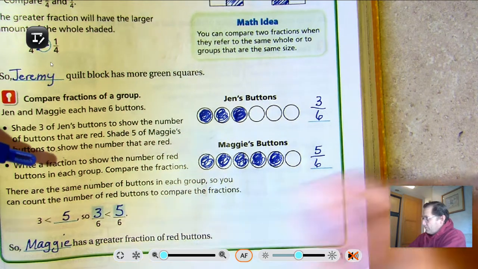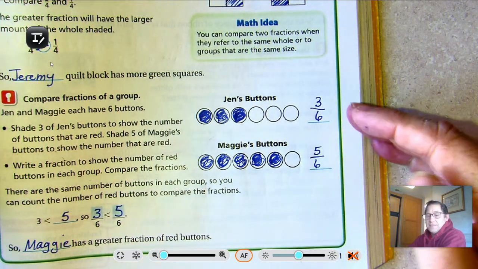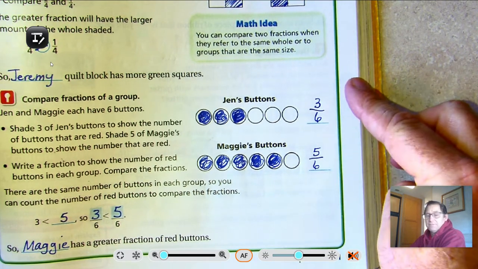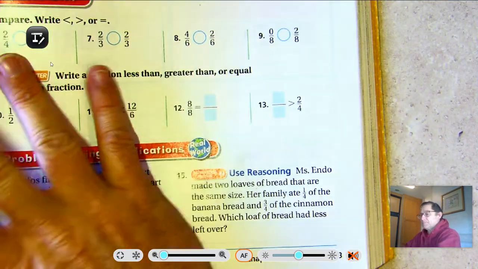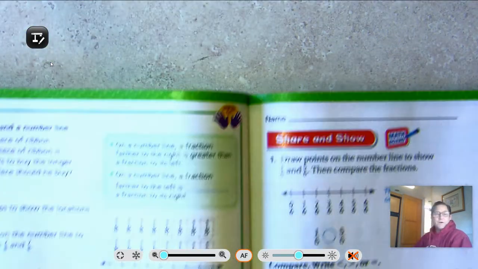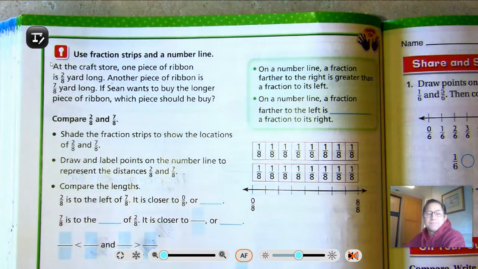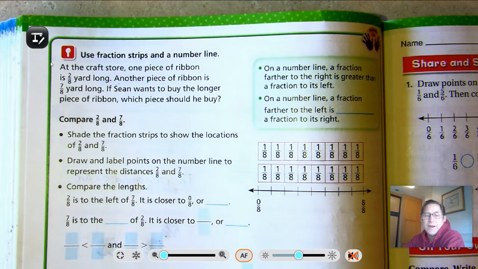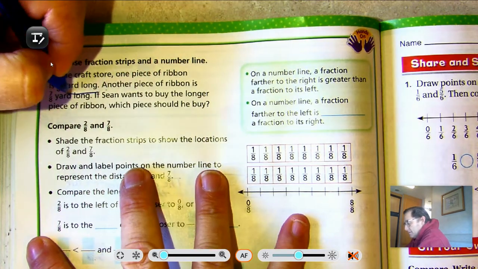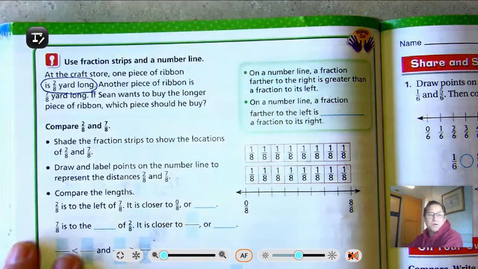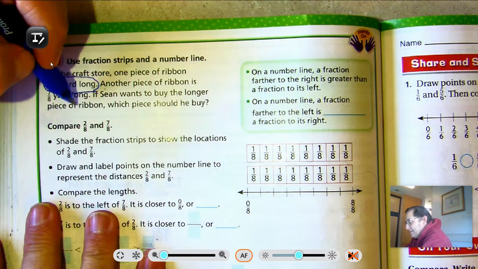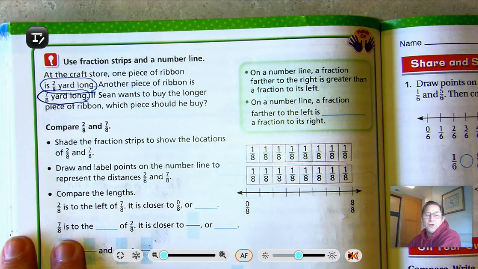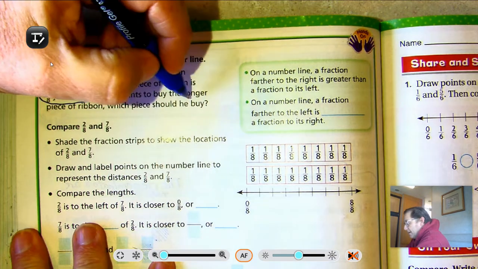So when the denominators are the same, when something that we're comparing has the same equal parts, we can just use the numerators to compare. So that makes it really easy. All right, well, we could also use fraction strips and a number line. So let's look at it this way. At the craft store, one piece of ribbon is 2/8 yards long. Another piece of ribbon is 7/8 yard long. If Sean wants to buy the longer piece of ribbon, which piece should he buy?